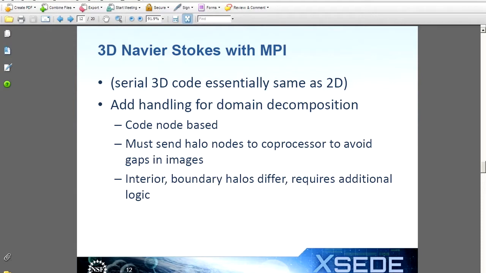And this ended up taking most of my development time on the project until I figured out a much easier way to do this. But originally, the code is based on nodes, and you have to send the halo nodes to the coprocessor around the decomposed domains, otherwise you'll get gaps in the images, and then you also have different halos depending on whether you're on the boundary of the problem or the interior of the problem. So there was a bunch of additional logic just to make sure that all the right processes were getting the right amounts of data and the halos that they needed.